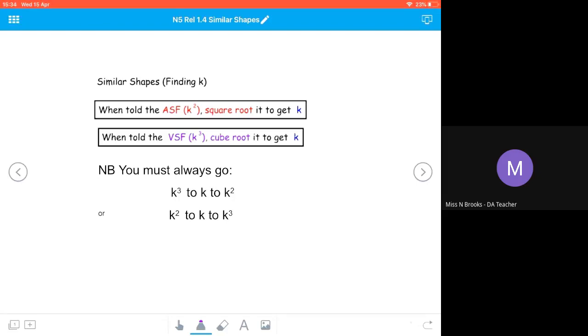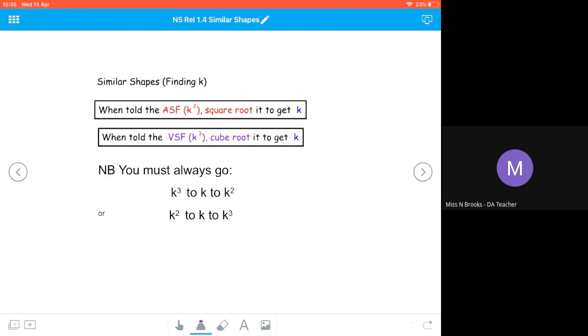So far, when we've been looking at our similar shapes, we've been given two corresponding lengths, and we've then used those corresponding lengths to work out our linear scale factor, our k value, and then we've either used it to work out a missing length on another corresponding side, or we've squared it to find the area scale factor and calculated a missing area, or we've cubed it to find the volume scale factor to find a missing volume.